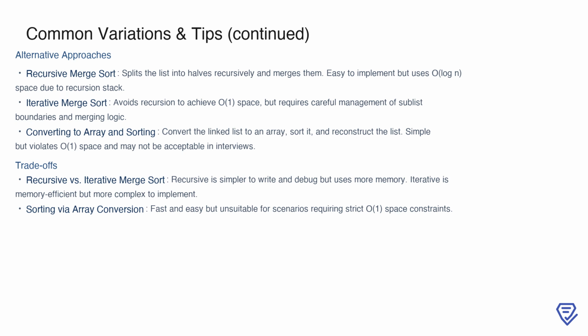When deciding between these methods, consider the trade-offs. Recursive merge sort is simpler to write and debug but consumes more memory, while the iterative version is memory efficient but more challenging to implement. Sorting via array conversion may be tempting for its simplicity but isn't suitable for scenarios with strict space constraints. Weighing these options carefully will help you choose the best approach for the given problem requirements.